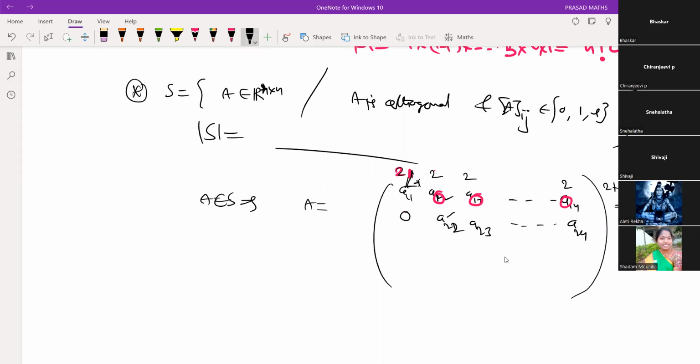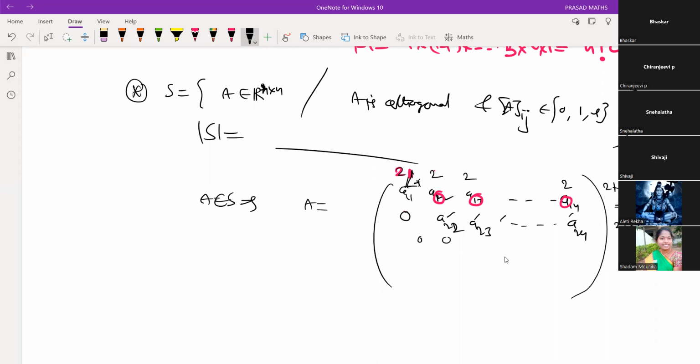I told you, it is 2 ways, 2 ways, 2 ways. 2 plus 2 plus 2 plus 2 plus 2. How many ways? n minus 1. That means what? 2 into n minus 1. So the second row can be filled by using the entries 0, 1, minus 1 in how many ways? 2 into n minus 1 ways.